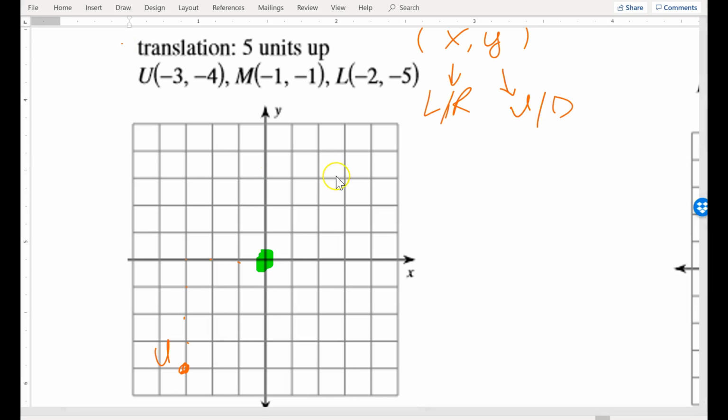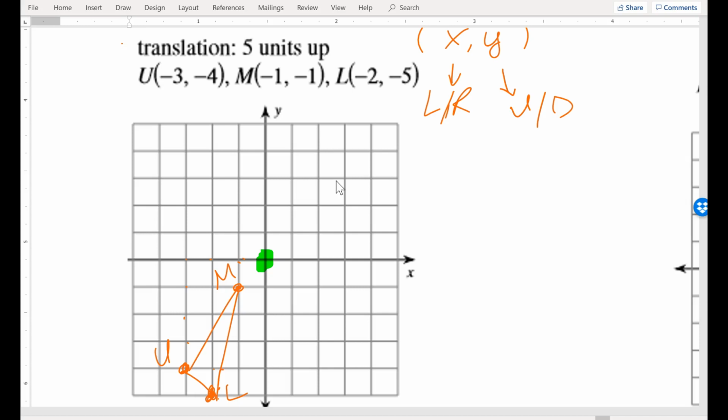All right. -1, -1. Go to the left 1 and then go down 1. Y'all see that? That is my M. And then L is -2, -5. That means I go to the left 2, and then I go down 1, 2, 3, 4, 5. And this is my L. So now I connect the points. Connect, connect, and connect.